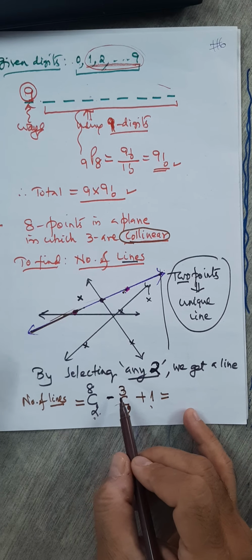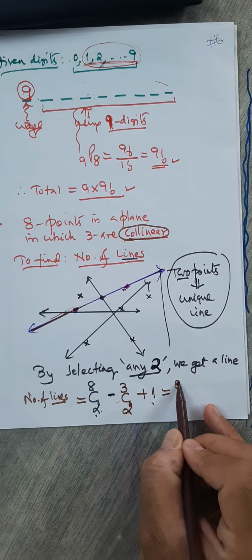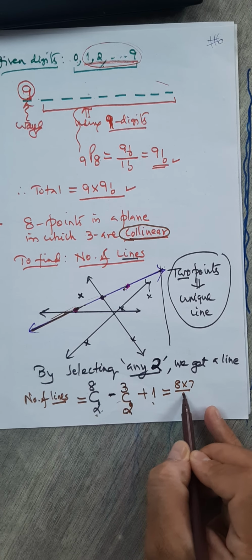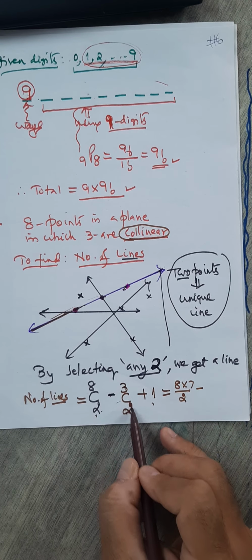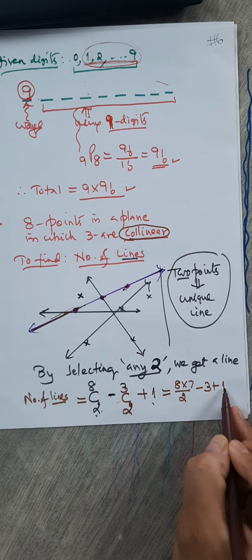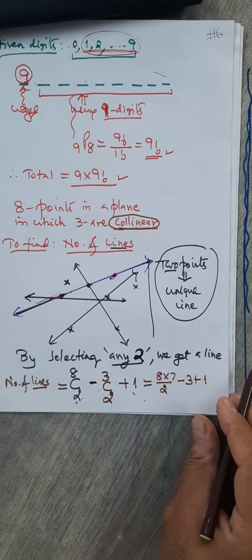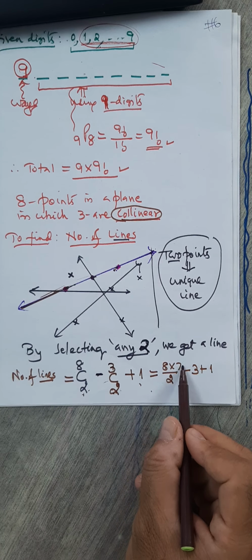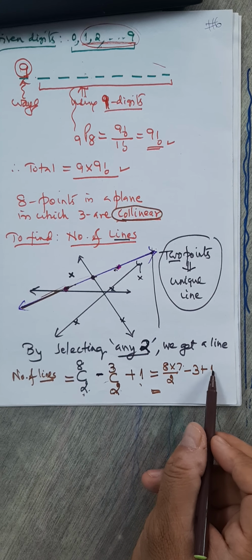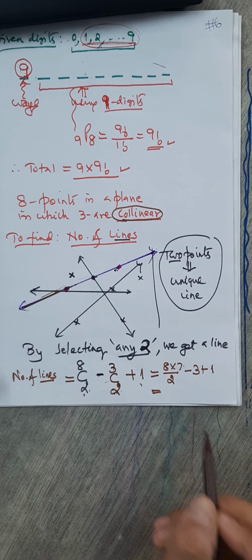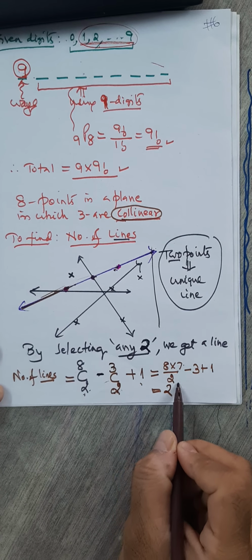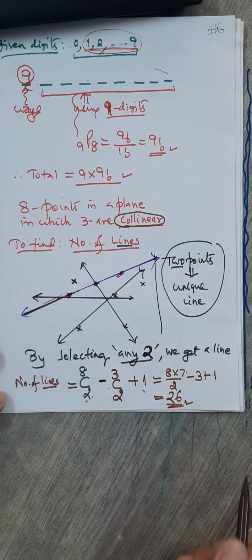What is 8C2? That is 8 factorial upon 6 factorial, so 8 into 7 by 2. I wrote directly. 3C2 is same as 3C1. So -3 + 1. So your final answer here is 56 by 2, 28 plus 1, 29 minus 3, 26. That's your answer.